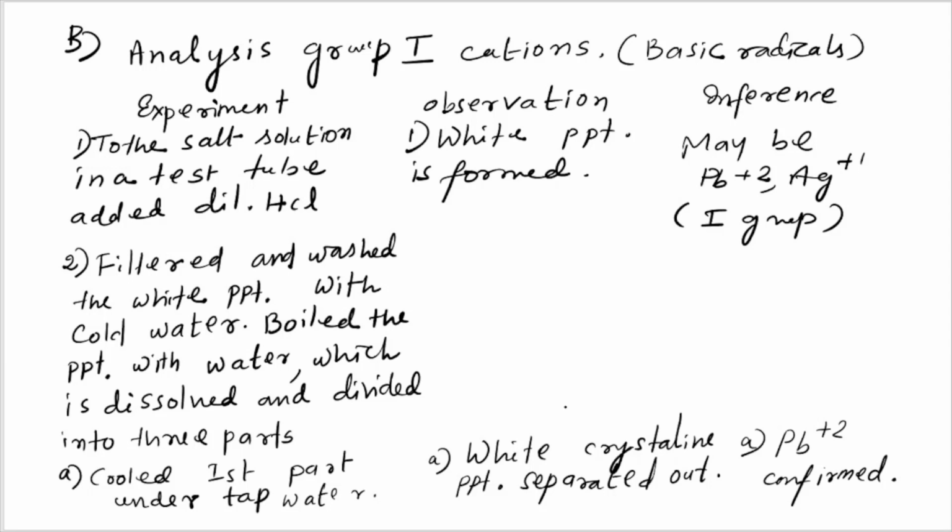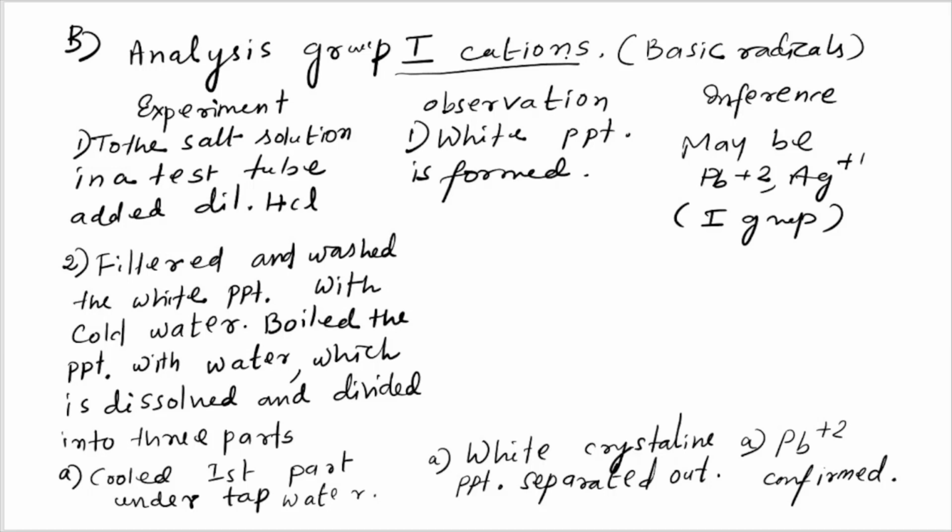Now, analysis of the first group cations. Take the salt solution and add dilute HCl. If you add dilute HCl and a white precipitate is formed immediately, then it may be Pb2+ or Ag+. That means it is the first group. Zero group is finished: there is no ammonia smell and no brown precipitate, so surely zero group is absent. Then you should come to the basic radical cations of the first group. What are those? Pb2+ and Ag+.